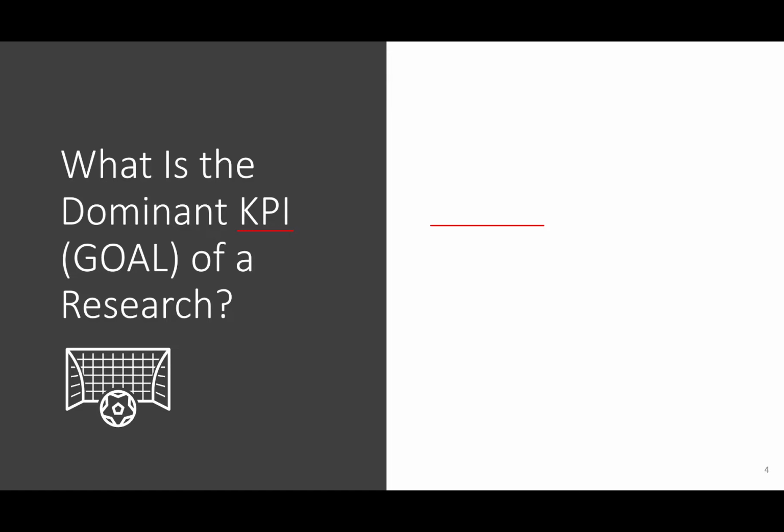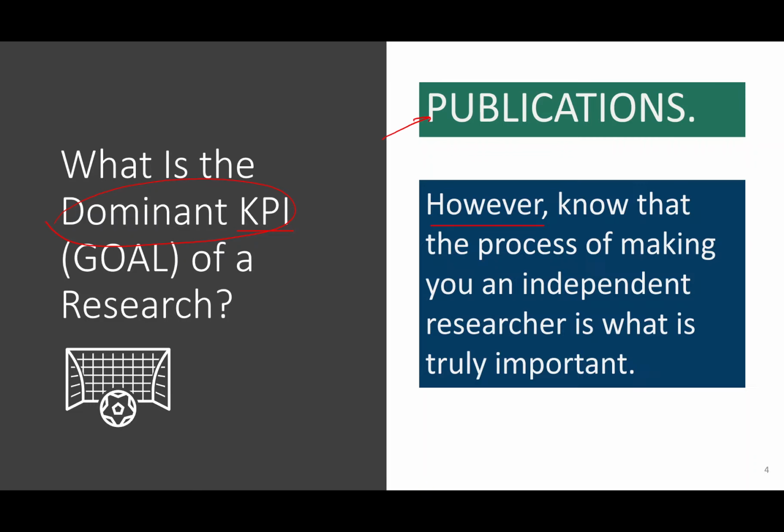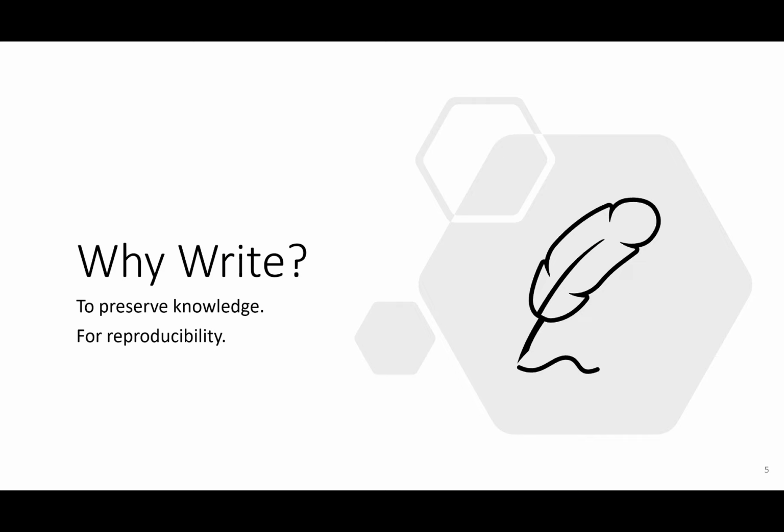So we talked about the dominant KPI of research, and we would say that it is the publications. But also we know that the process of making you an independent researcher is what is truly important. Then secondly, we looked at why we should write. Firstly, to preserve knowledge, and secondly, for reproducibility. What that means is someone else who is reading your publication should be able to reproduce the work that you did, reproduce the experiments that you did, and obtain the same results that you obtained, and verify what you saw.